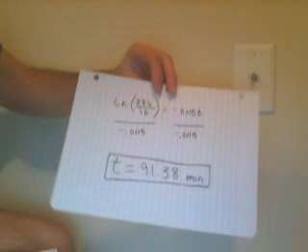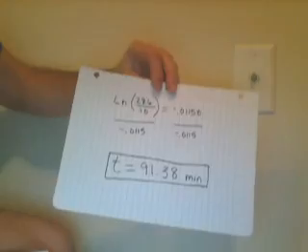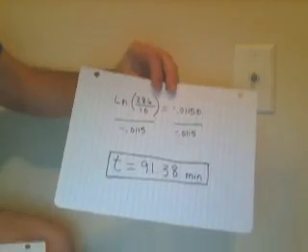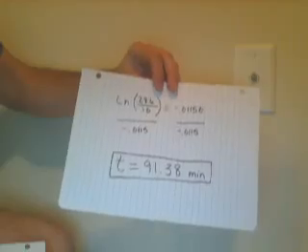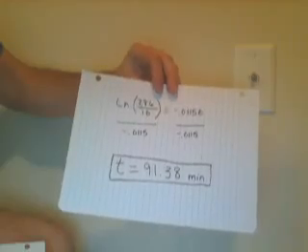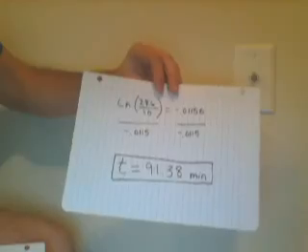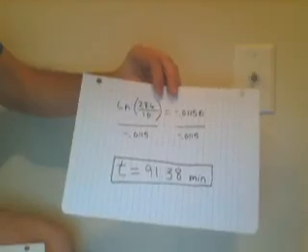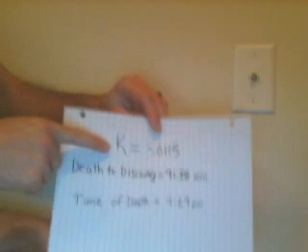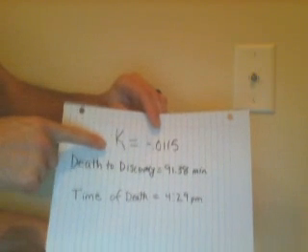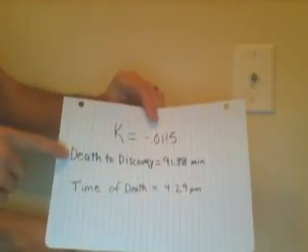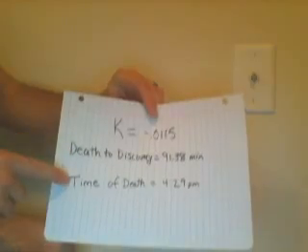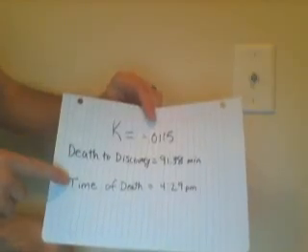That gives us the natural log of 28.6 divided by 10 equals negative 0.0115 times T. And if we divide both sides by negative 0.0115, we get a time of 91.38 minutes. So with our K value being negative 0.0115 and our time 91.38 minutes, that's from death to discovery. So we can approximate the time of death as 4:29 p.m.